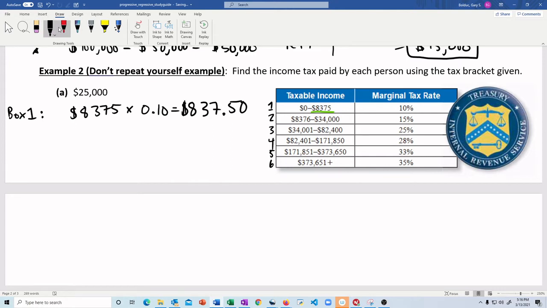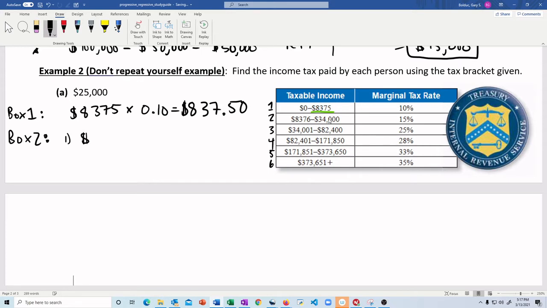Don't shortchange the IRS. Okay, so there you go. We filled up the first box with our first $8,375, and we paid 10% of that. So we go to box 2, and we say, okay, looking at this, do I fill up box 2? No, because $25,000, my income, is less than this. So I don't fill the box up. Then how much do I actually have that goes into here? Well, the first step you have to do, little step 1 here, is answer that question. How much actually goes into this income bracket?